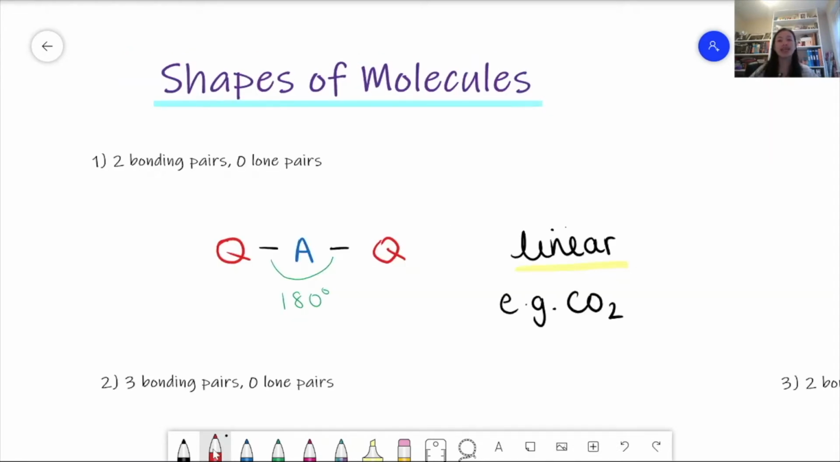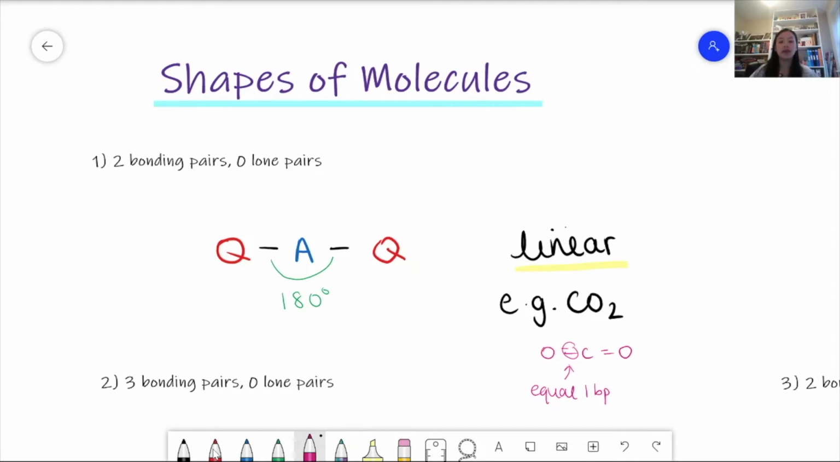So now we're going to look at shapes of molecules. We're going to start off with the simplest one, which is 2 bonding pairs, 0 lone pairs. An example of this would be carbon dioxide. Now, carbon dioxide actually looks like this. But when we're working with shapes of molecules, these double bonds only count as 1 bonding pair. So a double bond is also equal to 1 bonding pair.